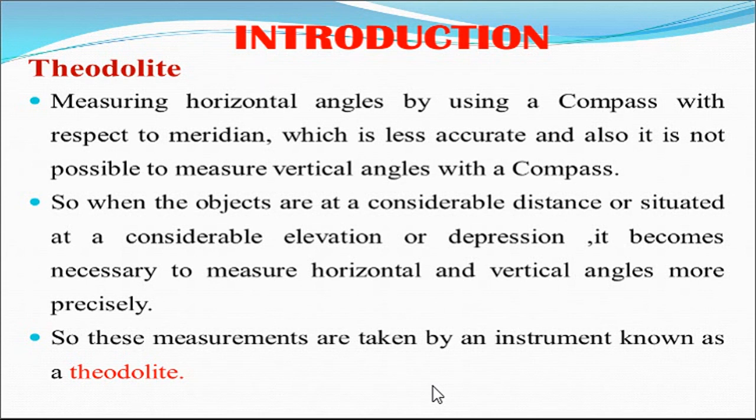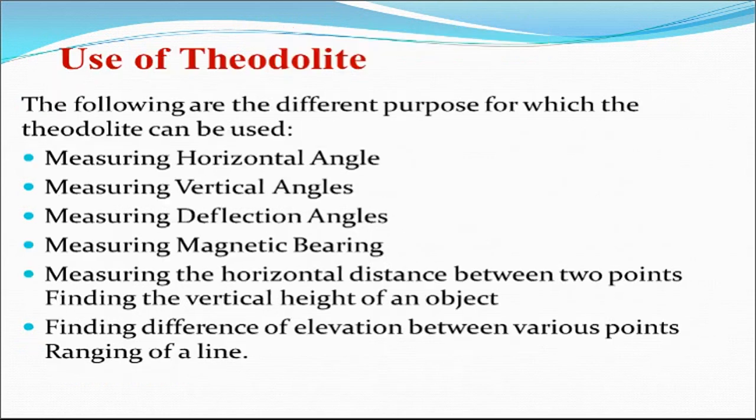So when the objects are at considerable distance, or situated at considerable elevation or depression, it becomes necessary to measure horizontal and vertical angles more precisely. The prismatic compass is preferred in plain areas, but when there are more undulations, considerably high differences in elevation or depressions, or for long distances, in that case the theodolite is always preferred. So the instrument with which these measurements are taken is known as the theodolite.